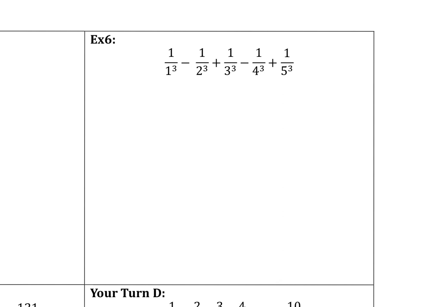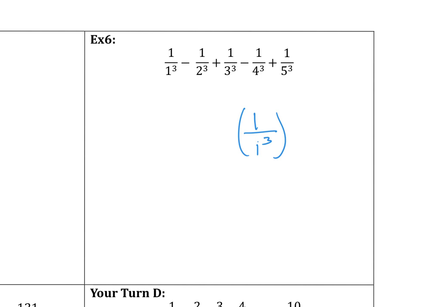I know that I have ones on top, so that's pretty straightforward. I have a 1 here. And then my bottom is where the pattern picks up. I have 1 cubed, 2 cubed, 3 cubed, 4 cubed. So that's definitely my pattern here. I'm going to go ahead and put i cubed, because that's the value that's changing.